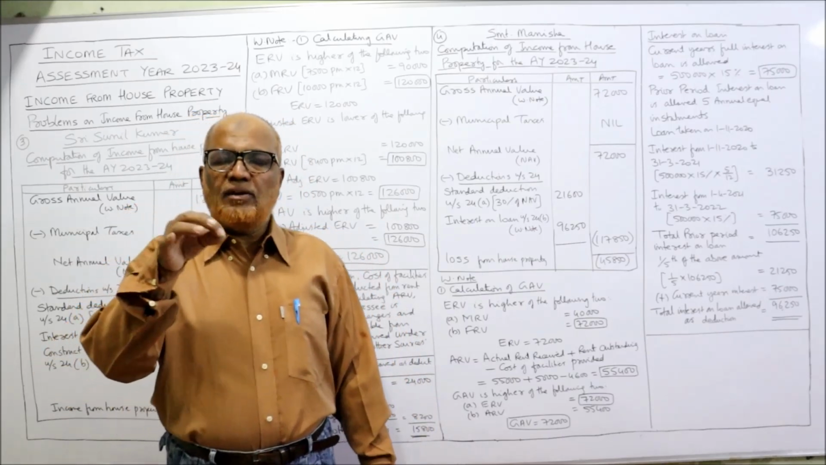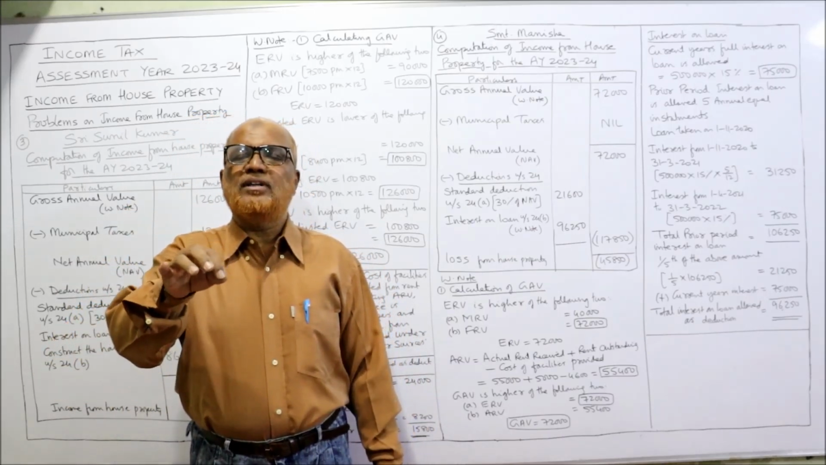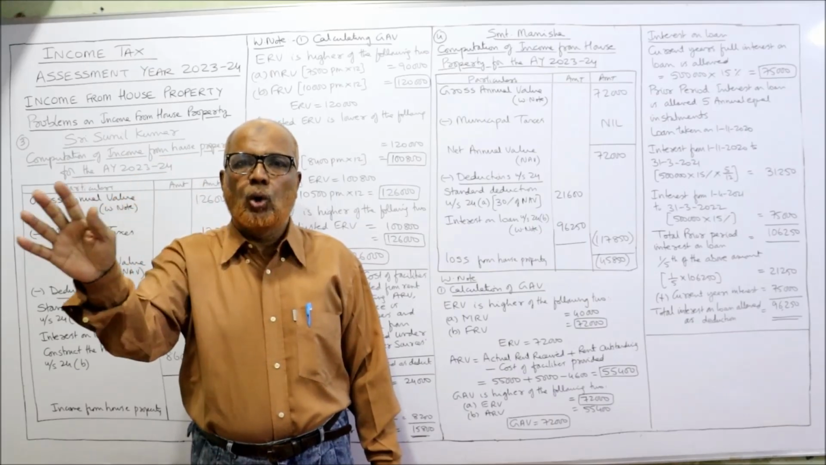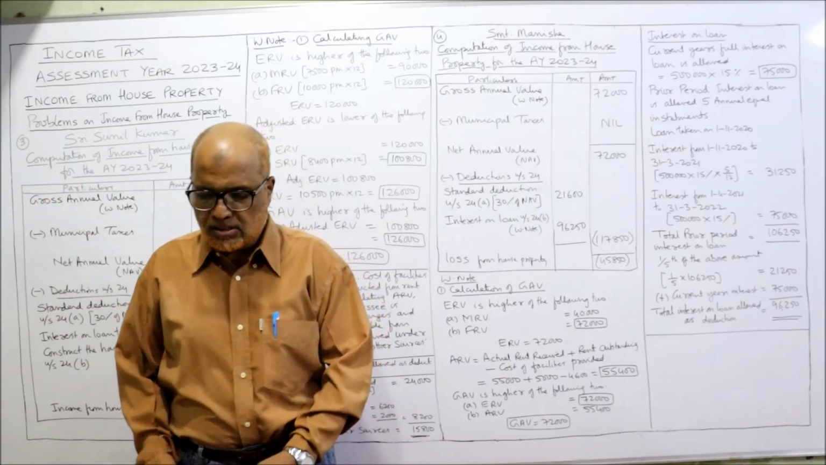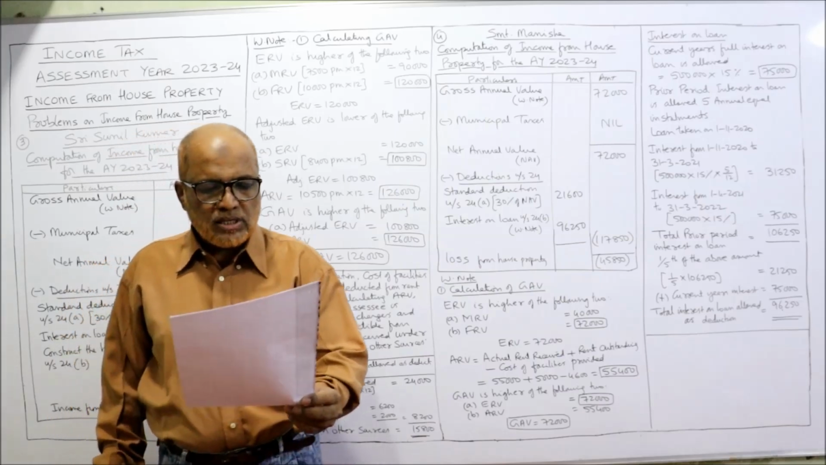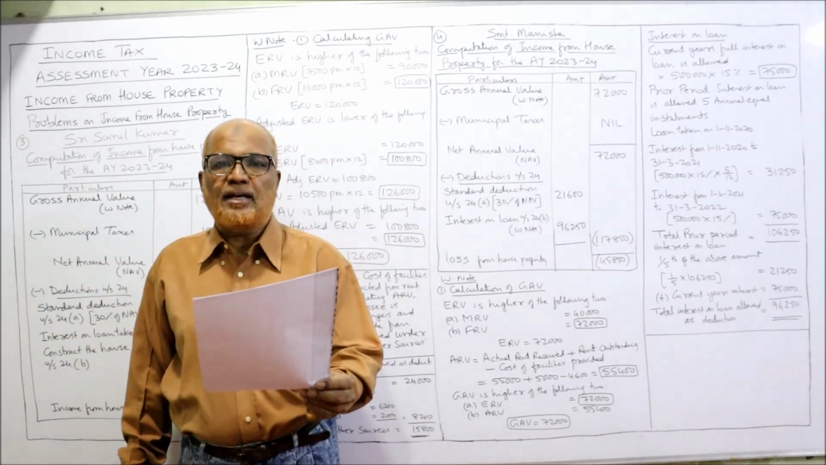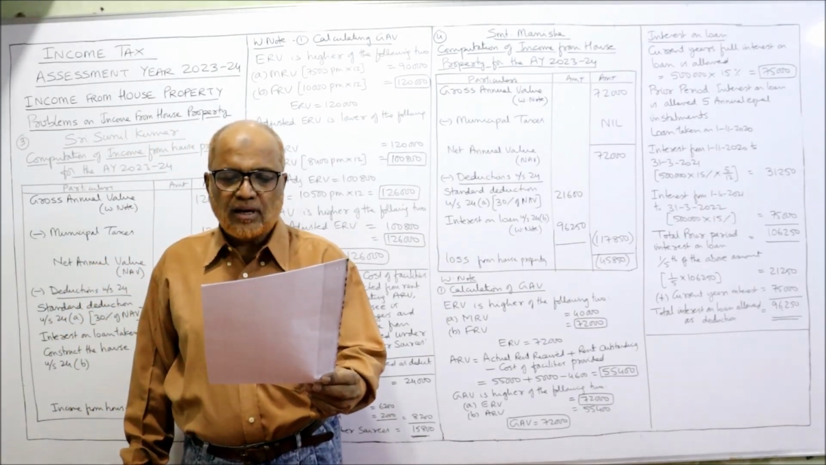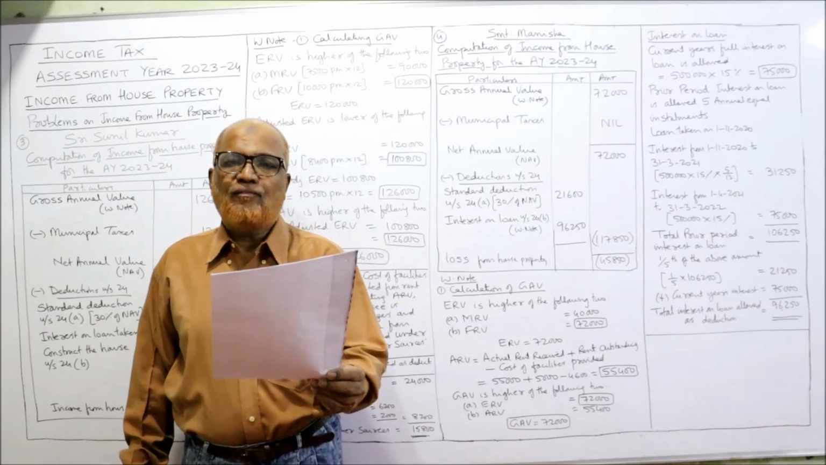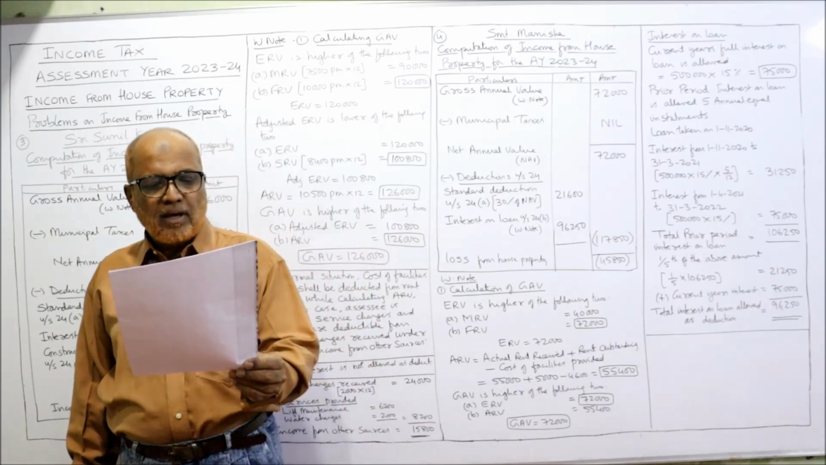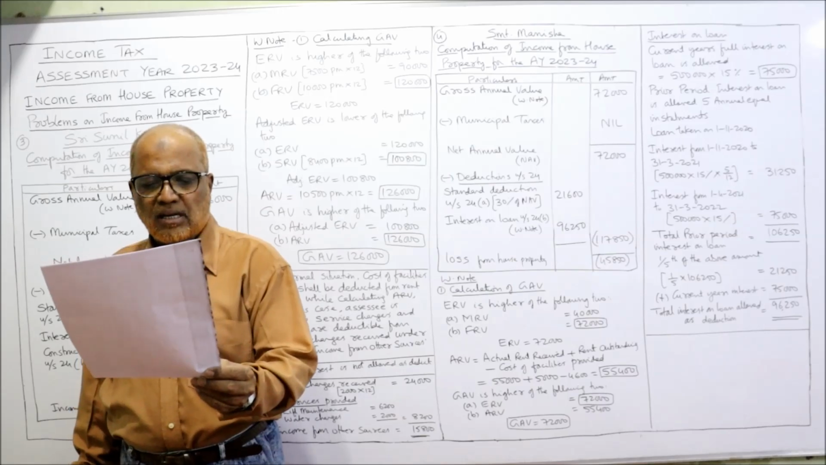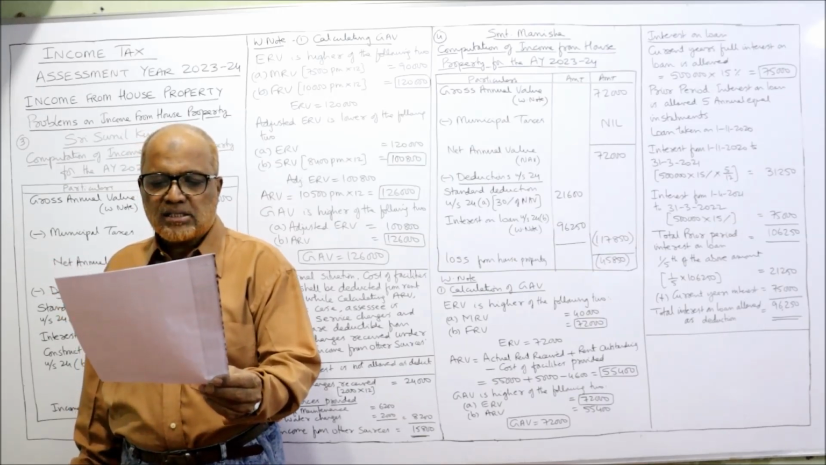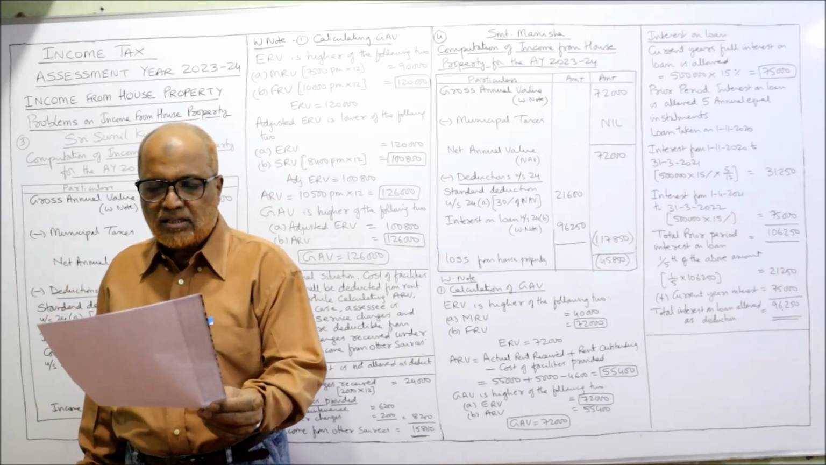Repairs, whether paid by the owner or by the tenant, are ignored and should not be considered. Then the house is constructed by taking a loan of 5 lakh rupees at 15% on 1st November 2020, and no amount of principal is repaid so far. Interest is paid as and when it is due.